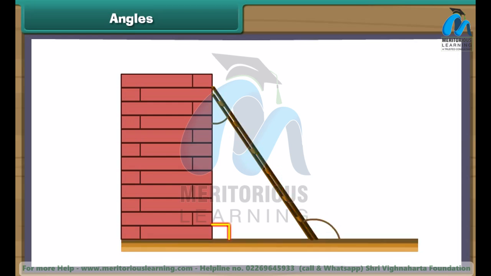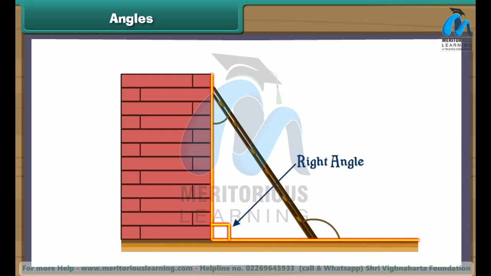Let us begin with the angle that the wall makes with the ground. The ground acts as the base and the wall as the vertical line. The angle is L-shaped. It is a right angle and its measure is 90 degrees.